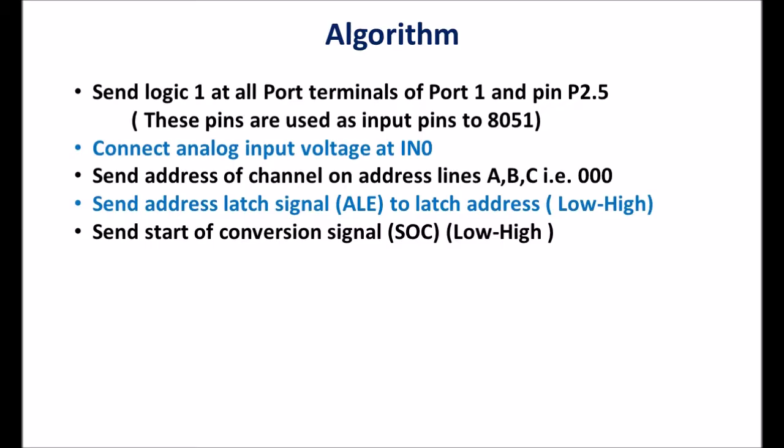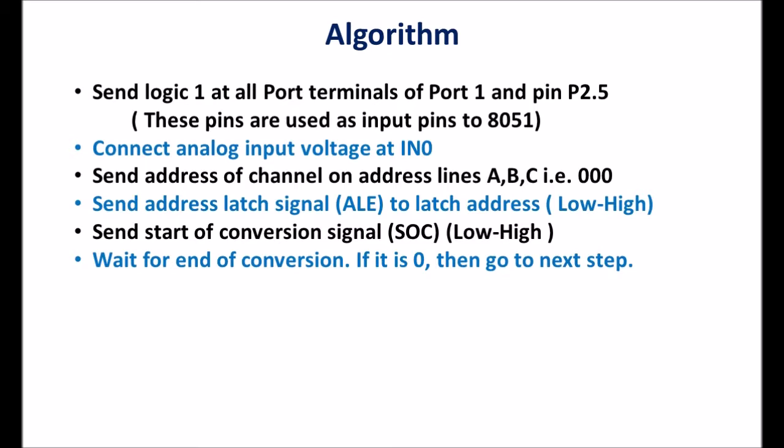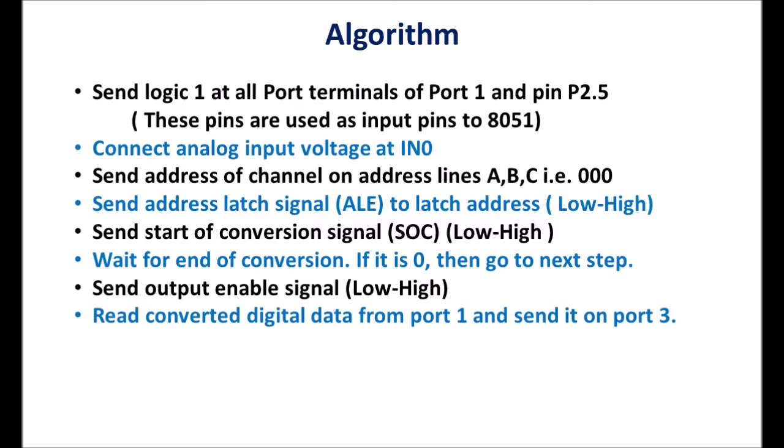Then we'll wait for end of conversion. So we'll check whether this is 0 or not. If it is 0, then we'll go to the next step, that is, we enable the output enable signal with a low to high pulse. After that, the converted digital data will be available on port pin P1. We'll read this converted digital data from port 1 and send it on port 3, where the LEDs are connected.